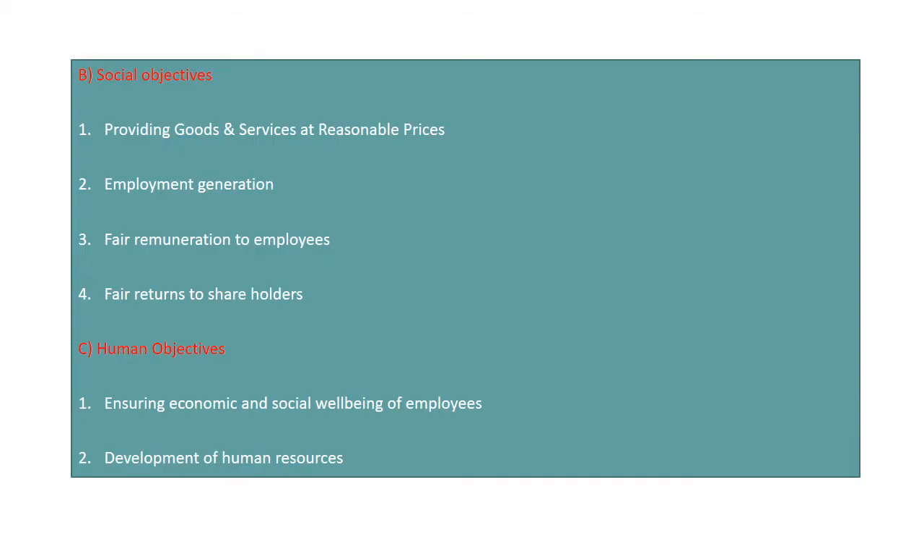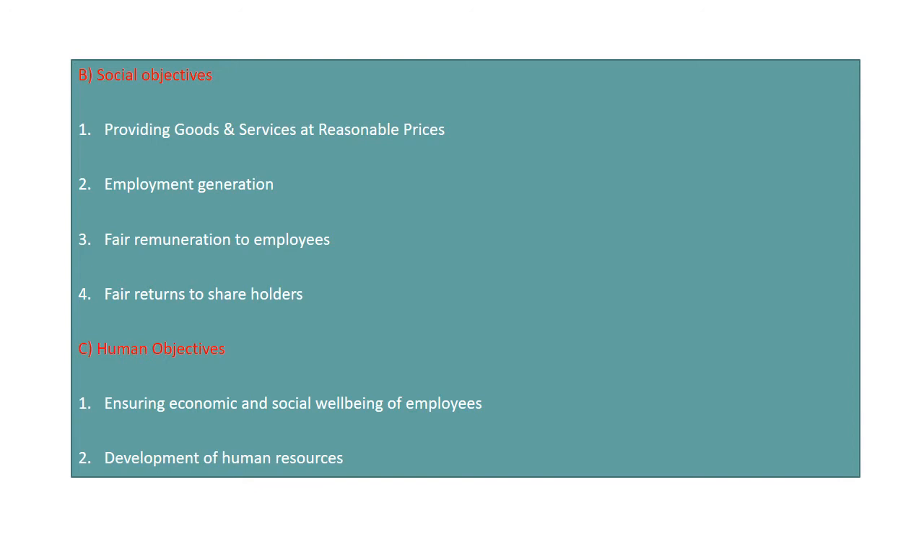Second one is social objective. So under social objective, first is providing goods and service at reasonable price. So you have a social objective of running a business. You have to provide goods and services of good quality and at a reasonable price.